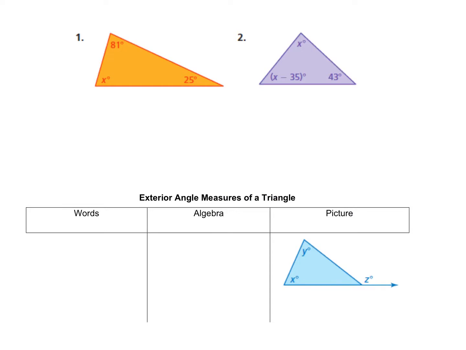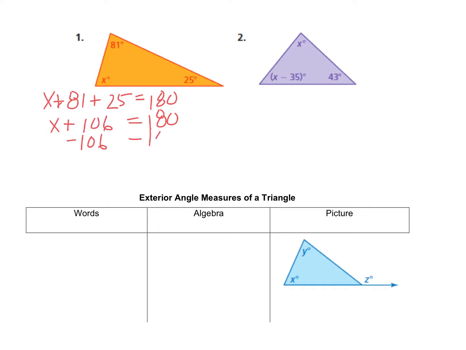So again, here's another one. I would say x plus 81 plus 25 equals 180. I would have x plus 106 equals 180. And then I just subtract the 106. x equals 74 degrees.